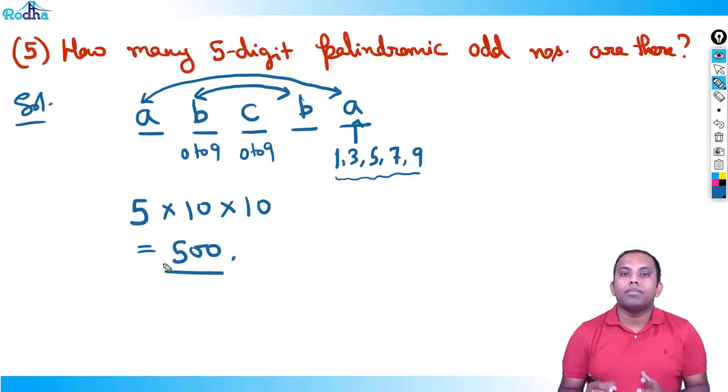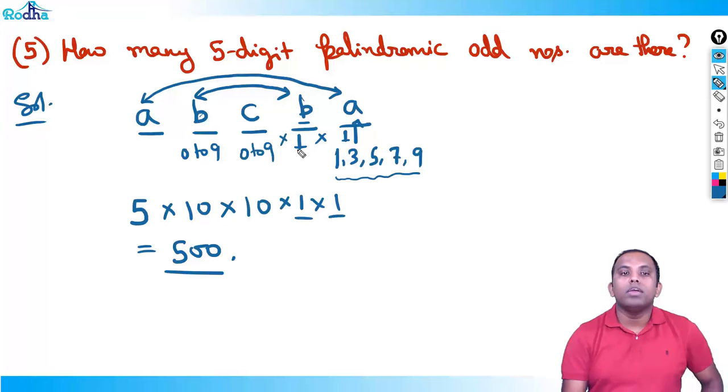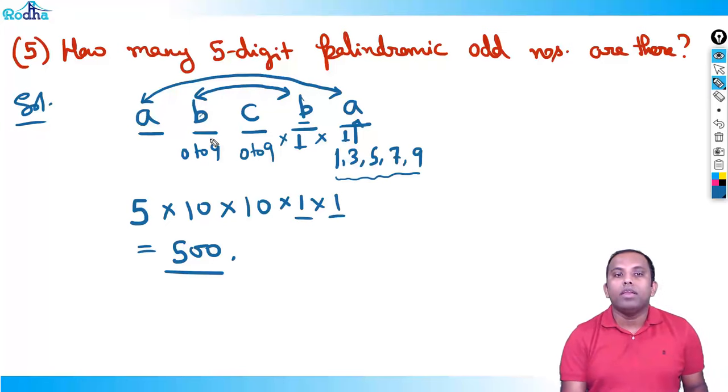There are 500 5-digit palindromic odd numbers, right? Of the form A, B, C, B, A. We're not writing for this B and A because whatever is the value of B here, the same value of B will be here. It's like writing for this B, we have one option. For this A, we have one option. So it's like 5 into 10 into 10 into 1 into 1. So no point of doing this 1 into 1 because this B and this B are same. So there are total 500 palindromic odd numbers, right?